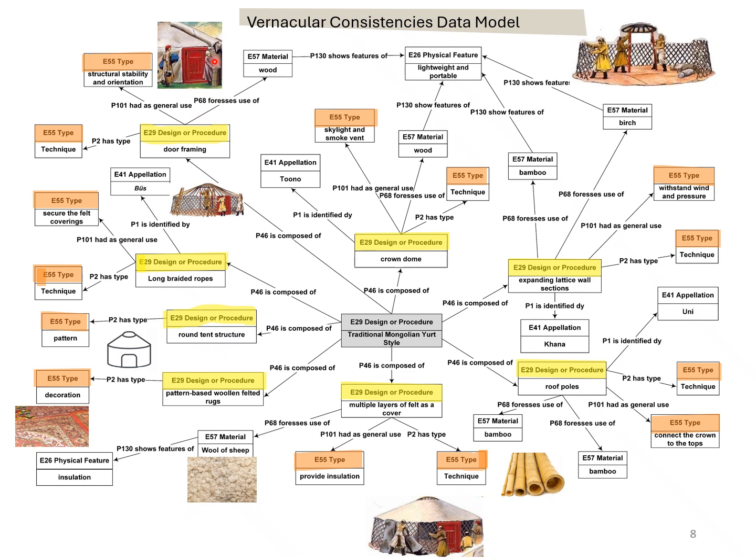This component is lightweight and portable, which is denoted as an instance of the class E26 physical feature, which is connected to the E55 material class with the property P130 shows features of, and provides structural stability and orientation. To give you an example of morphological consistencies, a key element of morphological consistency in the interior of a Mongolian yurt is the use of patterned woolen felt rugs that is classified as decoration.